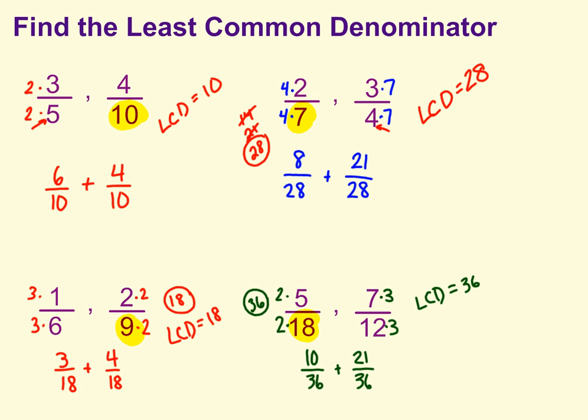So if you're looking for a nice method for how to get the least common denominator, focus on the larger denominator and look at its multiples and see if the smaller one fits into it.